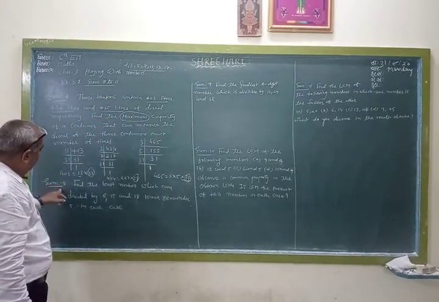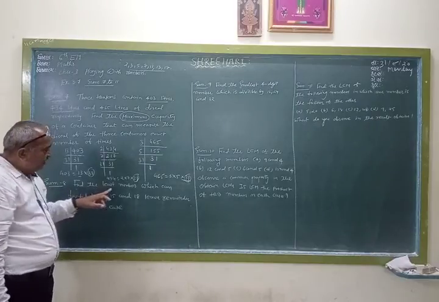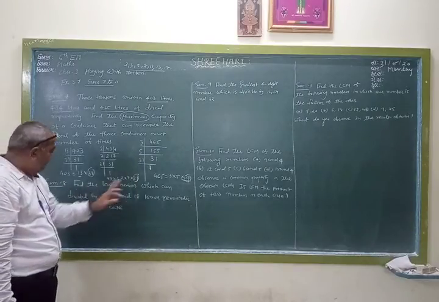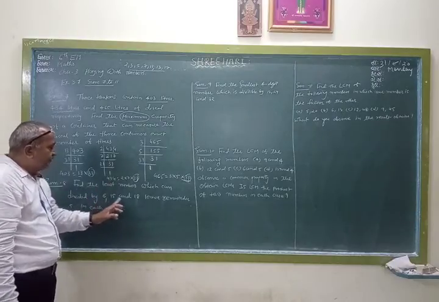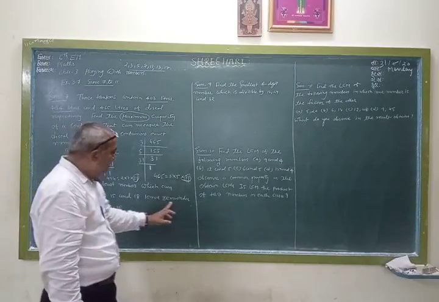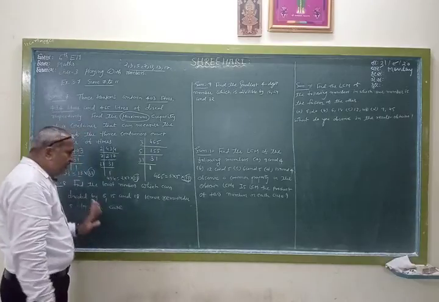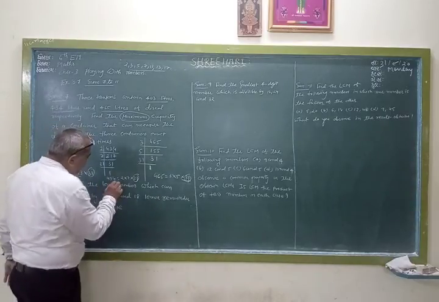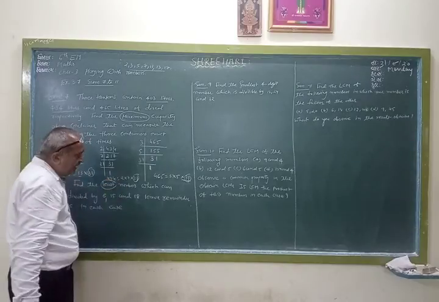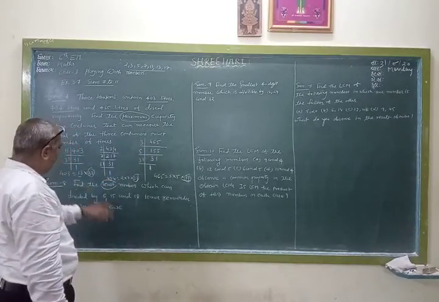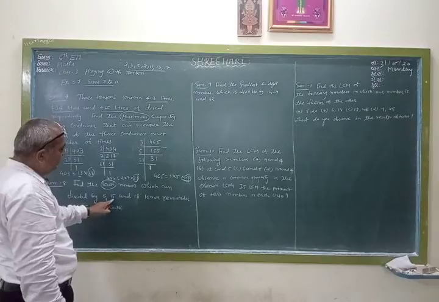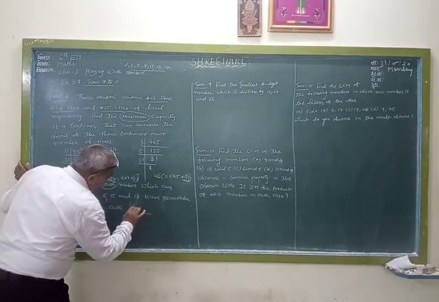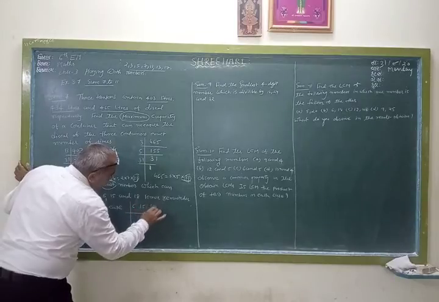Now sum number 8: find the least number which can divide by 6, 15 and 18 and leave remainder 5 in each case. First we have to find, we have been given a list, so we find the LCM. LCM of which numbers? 6, 15 and 18. Look here, 6, 15 and 18.